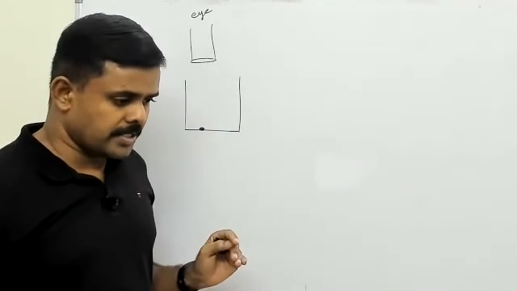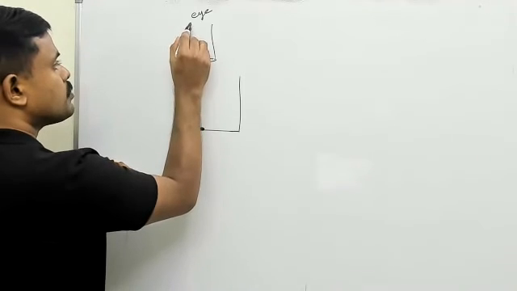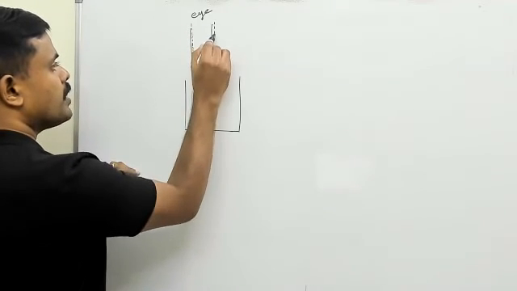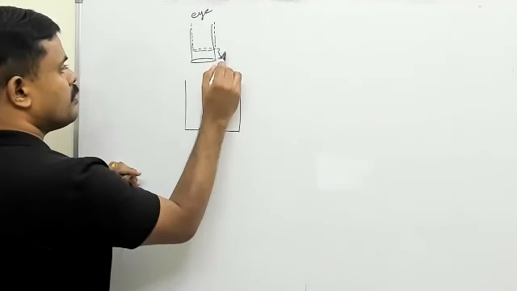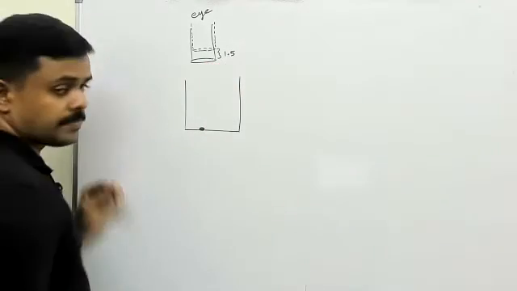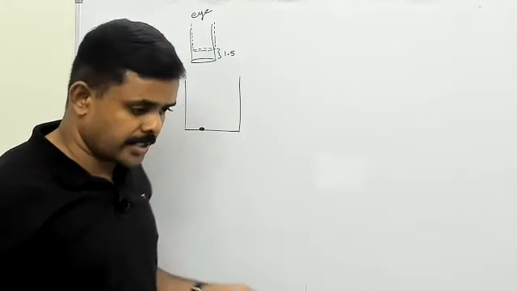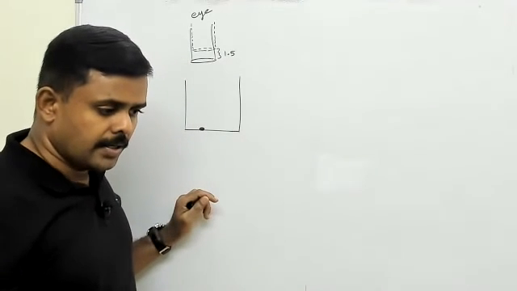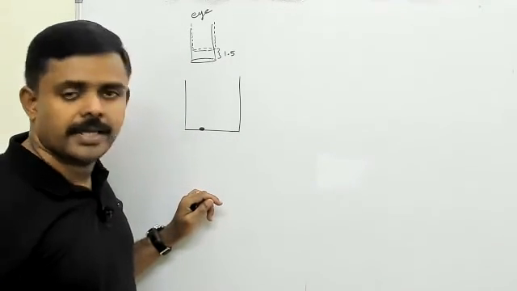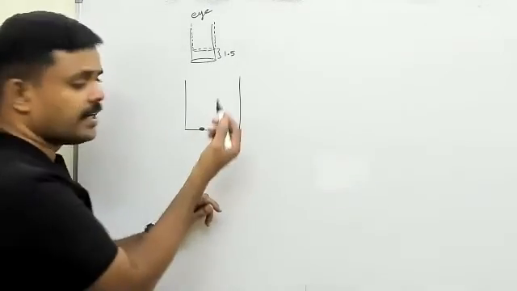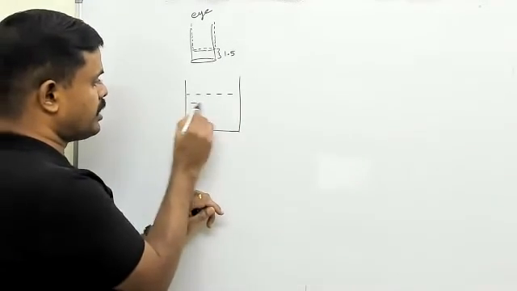The microscope is raised through 1.5 centimeters. You are raising the microscope through a distance of 1.5 centimeters. To what height must water be poured into the beaker to bring the mark again into focus? So to what height must you pour water? Just assume you are pouring water till this point.